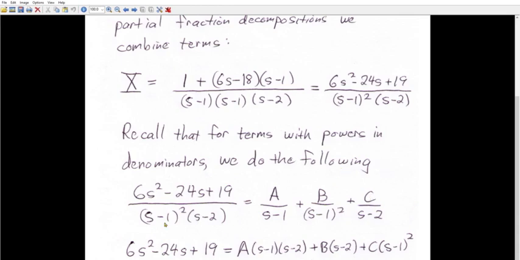Okay, we're going to multiply through, and we get 6s squared minus 24s plus 19 is a, and now we get a cancellation with one of the s minus 1, so we get an s minus 1 times an s minus 2 here. Both of the s minus 1s cancel here. We got a b times s minus 2, and here the s minus 2 cancels, and we get a c times s minus 1 squared.